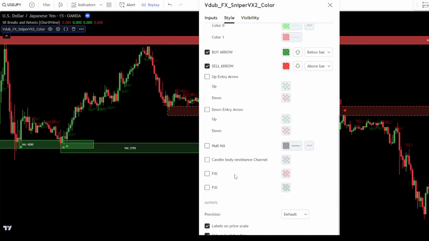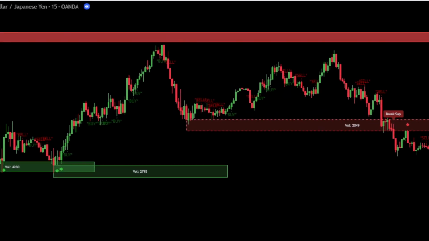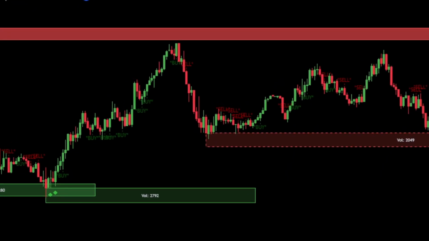Once done, simply click OK to confirm the changes. This FX Sniper indicator will serve as a guide for placing orders in the market. You only need to follow the signals generated by the indicator. If a buy signal appears, it indicates a buy opportunity. Meanwhile, if a sell signal appears, it indicates a sell opportunity.